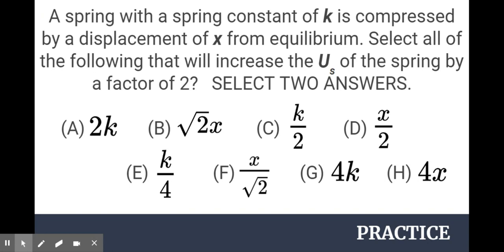Select 2 answers. You got lots of options. Pick 2 of them. Well, in this case, A and B are the correct answers. Going back through the equation, maybe plug these answers into the equation, see what kind of an effect that would have on the elastic potential energy, and convince yourself that those are the right answers.